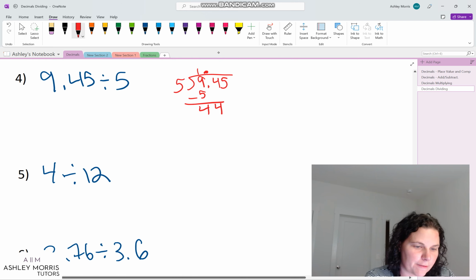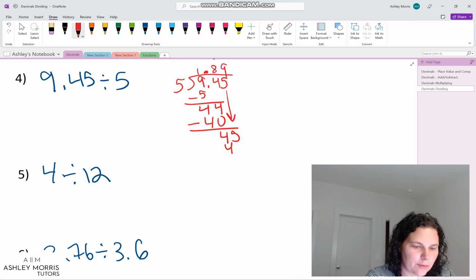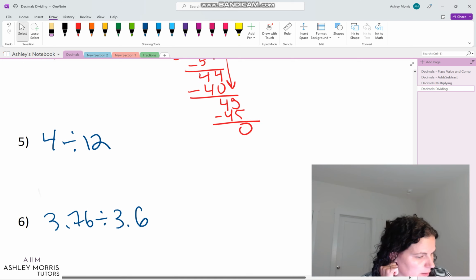5 goes into 44. 9 would be 45, so it's going to have to be 8. And 40, you get 4 left over. Bring down the 5, you get a 9. 45, 0 left over. Woo! Oh, this was supposed to have a decimal in it, but it doesn't.